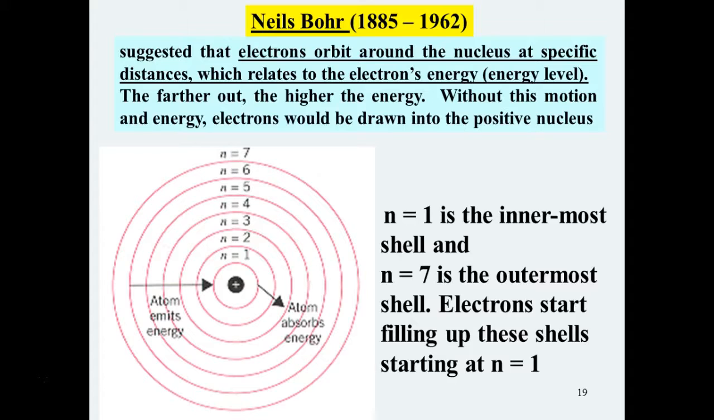Another important thing is that we call the first shell n equals 1, so that's the innermost shell of the Bohr model, and the furthest shell out is called n equals 7, so the number goes up the further we go out in shell number. So we start with n equals 1.